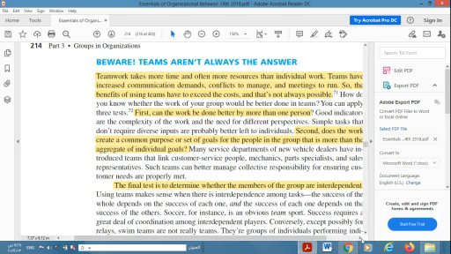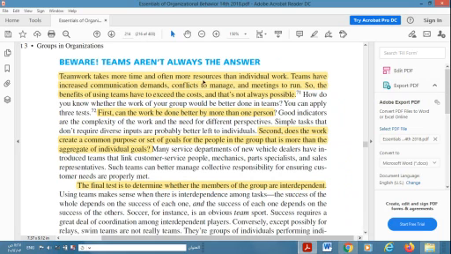Okay. So teamwork takes more time and often more resources than individual work. Teams have increased communication demands, conflict to manage, and meetings to run. So the benefits of using teams have to exceed the costs.